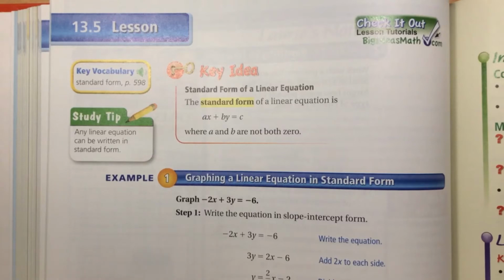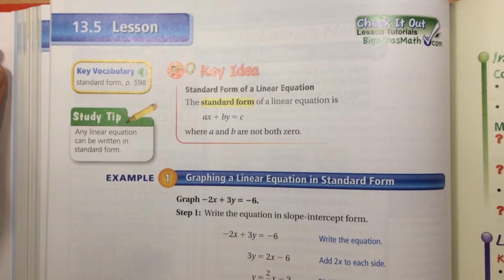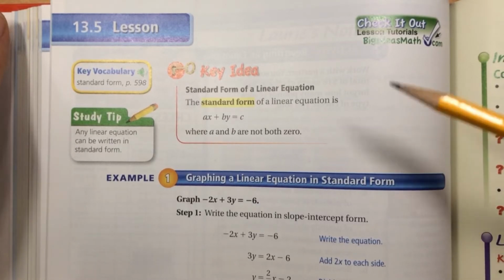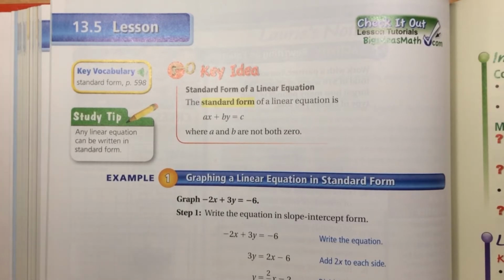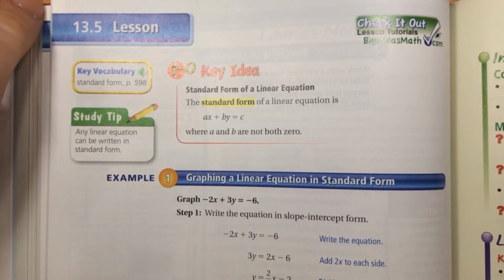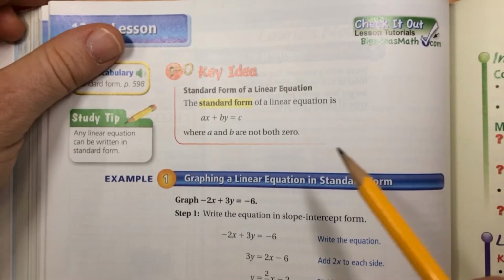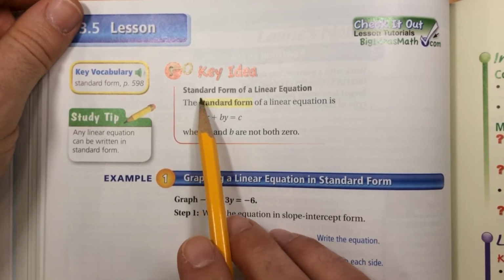Okay, today's lesson, 13.5, is found on textbook page 598, if you're following along in your textbook. Yesterday we learned about slope-intercept form of a line, which is y equals mx plus b, where m is the slope and b is the y-intercept. Today we're talking about a different form. This is called standard form.